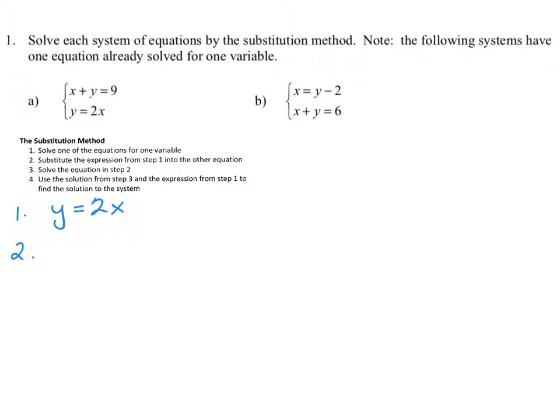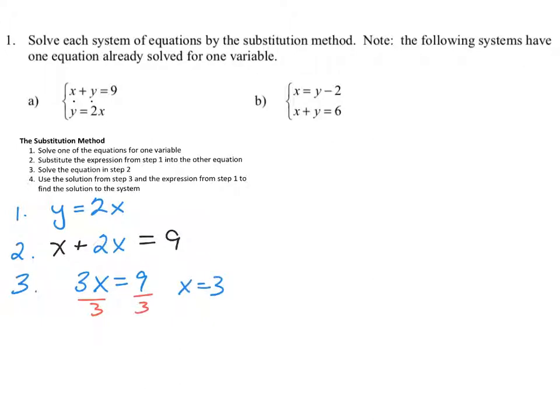The other equation is x plus y equals 9, but instead of the y, we're going to enter what y equals, which is 2x. So again, we took x plus y equals 9, or x plus 2x equals 9. We're going to do step number 3, which is to solve that equation in step number 2. And we know that x plus 2x is 3x. And if 3x equals 9, when we divide both sides by 3, we do get x is equal to 3.